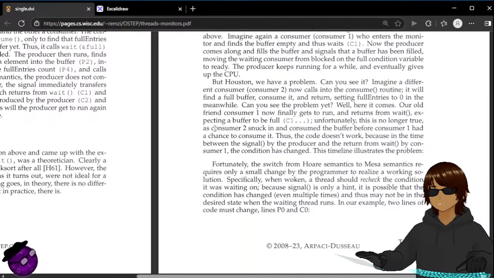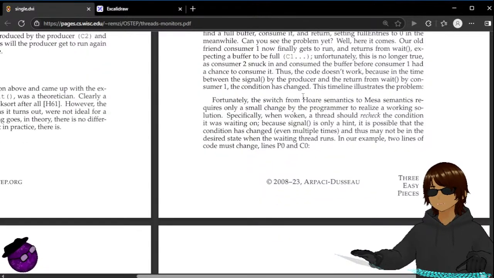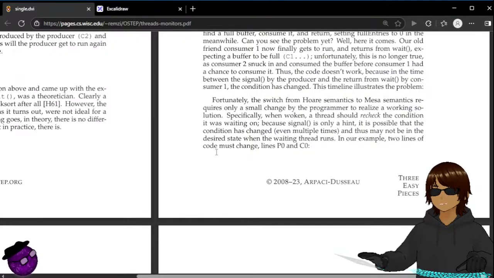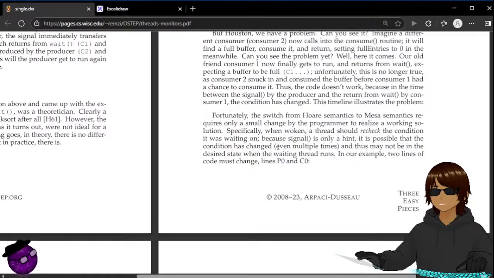Unfortunately, this is no longer true as consumer 2 snuck in and consumed the buffer before consumer 1 had a chance to consume it. Thus, the code doesn't work because in the time between the signal by the producer and the return from wait in consumer 1, the condition has changed. This timeline illustrates the problem. Fortunately, the switch from Hoare semantics to Mesa semantics requires a small change by the programmer to realize a working solution. Specifically, when woken, a thread should recheck the condition it was waiting on, because signal is only a hint. It's possible that the condition has changed and thus may not be in the desired state while the waiting thread runs. In our example, two lines of code must change: lines P0 and C0.